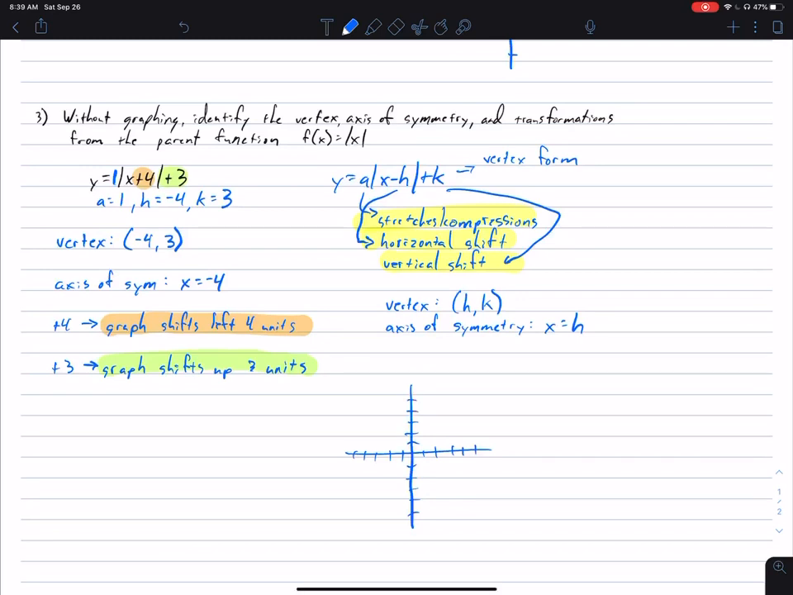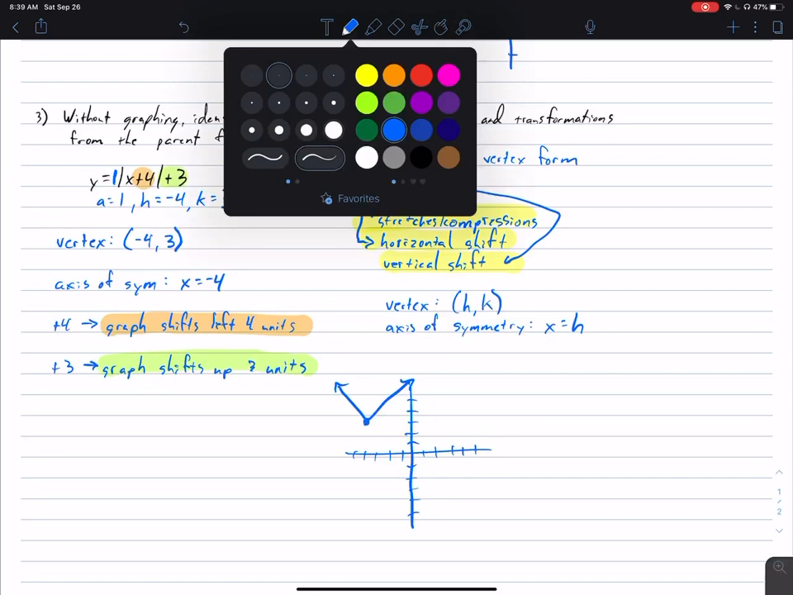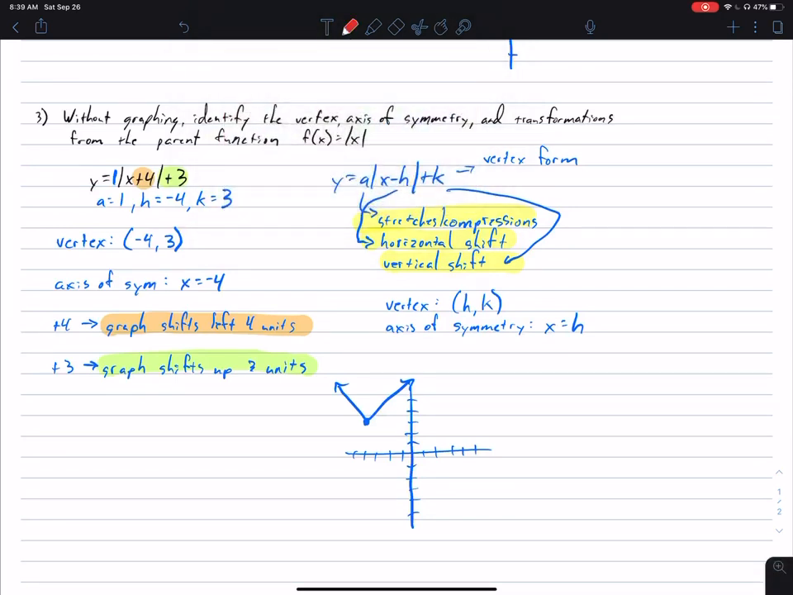Now my vertex is, we said, (negative 4, 3). So 1, 2, 3, 4 is going to be right here. And then this is going to look something like this. All right, we have an absolute value function. Now, what I want to point out is that my graph shifted left 4 and up 3. That's from the parent function, the vertex. So we went left 4 places and up 3. When you do these problems, make sure that your shifts match up with where your vertex is. Okay, if they don't match up, then something went wrong.